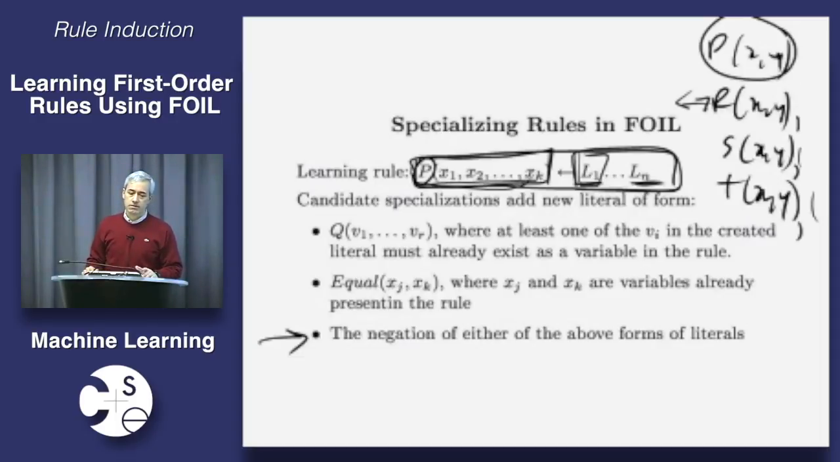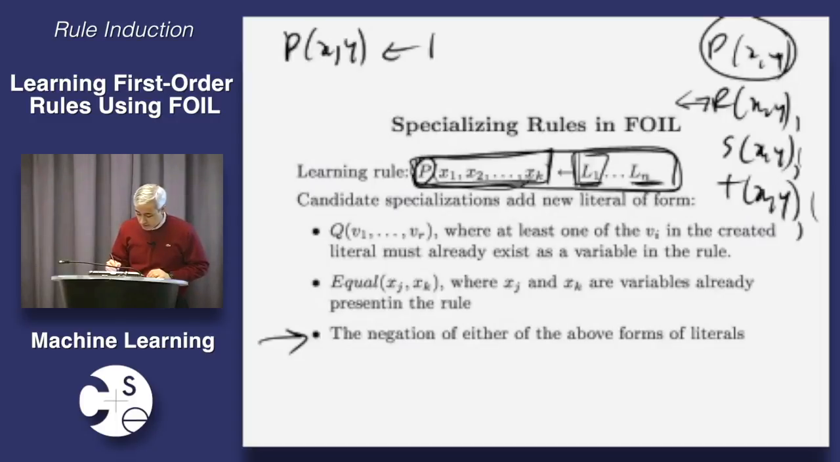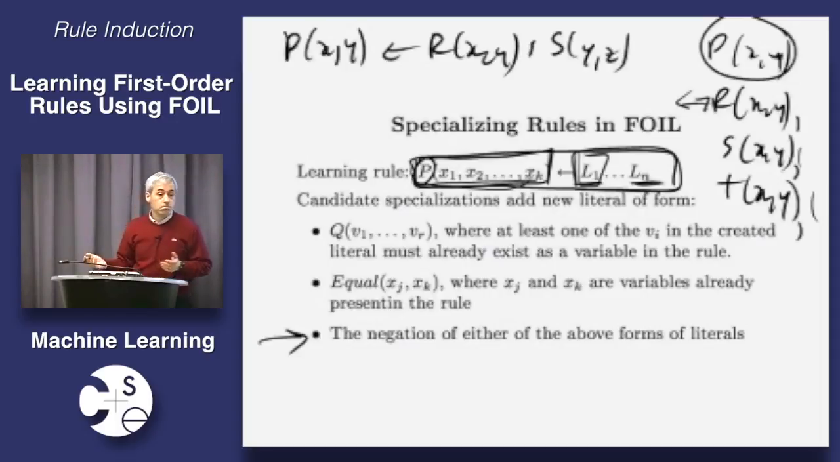So now another question is, should I just allow any addition of arguments any way that I want? That's the natural thing to say. That's my language. Add any predicate with any argument. So for example, I could have P of xy if R of xy and S of yz. This is a perfectly legitimate rule. So this is a good thing.